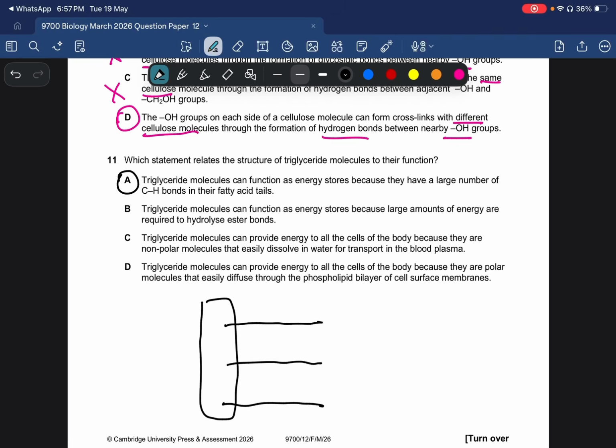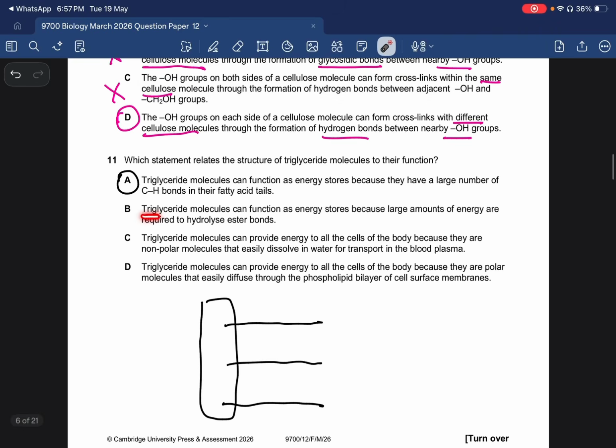Exactly. Now why is B wrong though? Let's take a look. I should not have circled A first. Let's read through all of the choices and then we'll circle A. Triglyceride molecules can function as energy stores. Okay, interesting. But see this? Because large amounts of energy are required to hydrolyze ester bonds.